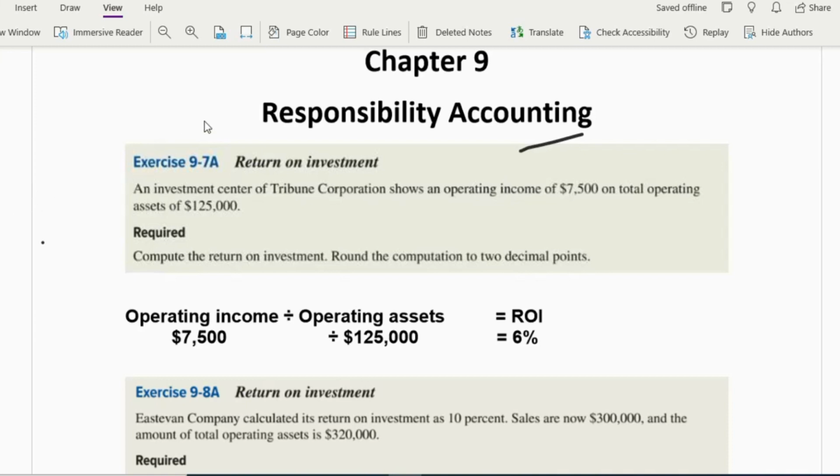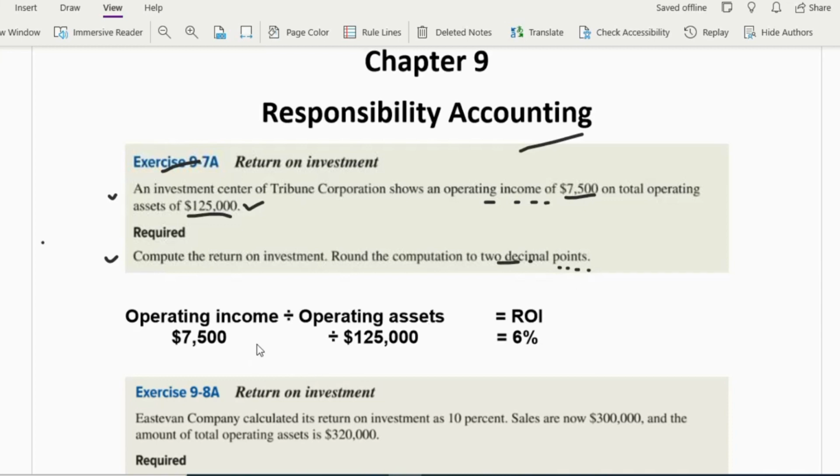So this is the first exercise which I have chosen for you, that is exercise number 9-7. And let's see what is the requirement for this exercise. An investment center of Tribun Corporation shows an operating income of $7,500 on total operating assets of $125,000. So this is the amount of the assets the company has used in order to generate the operating income of $7,500. The requirement is compute the return on investment, and they want us to round off the computation to the 2 decimal points. If we have decimal points, we need to round them off.